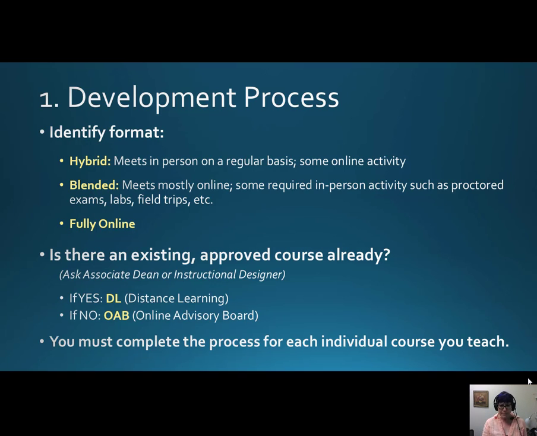approved. Now, you must complete the approval process for each individual course you teach. Not every section, thank goodness, but each individual course. So for example, I teach Speech 1311. I would develop a course online for Speech 1311, but if I teach 5 sections of it, I can use that same course that I created for all 5 sections of my 1311 class.